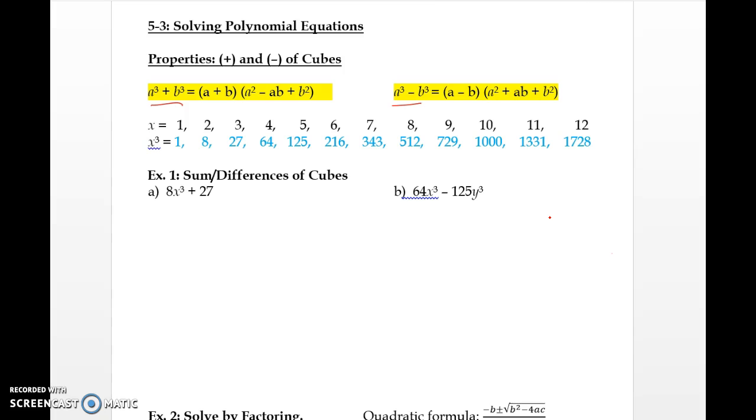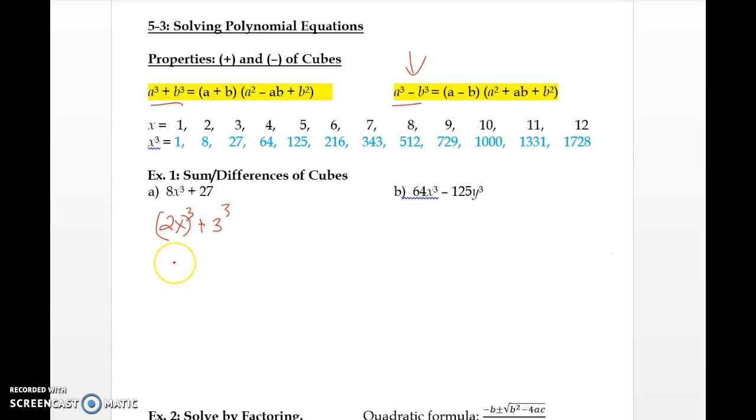plus b squared. Now, it's super important that you get it into this form, a cubed plus b cubed, or a cubed minus b cubed first. I noticed in class a few of you were not doing that step. So that's step 1. So if I look at a, 8x cubed plus 27, I can write 8x cubed as 2x quantity cubed plus 3 cubed. And that will give me a cubed plus b cubed, where a is 2x and b is 3.